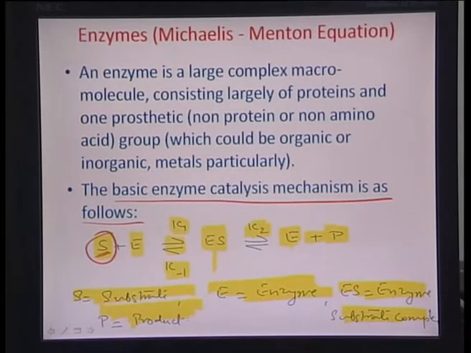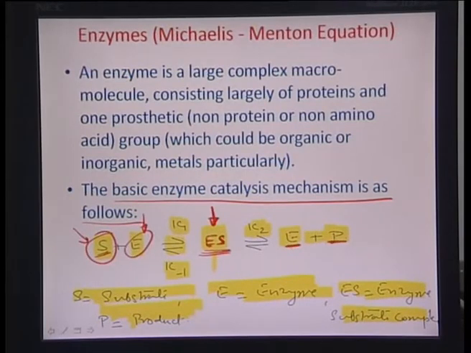Substrate essentially means something to which the particular biological moiety, be it an antibody or an enzyme, would bind. So, you have an enzyme E which is binding to a substrate S here, and there is essentially an equilibrium established between these two. There is an intermediate complex which is formed, as you can see here, ES, the enzyme substrate complex, which is essentially ephemeral in nature. It lasts very, very short and breaks down into the enzyme itself and the product.